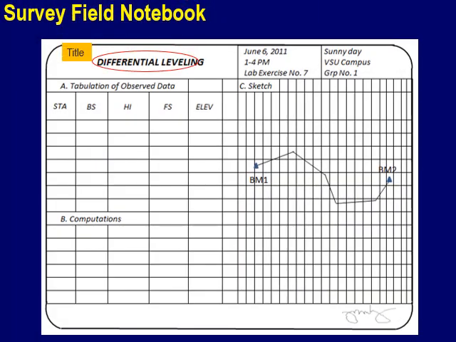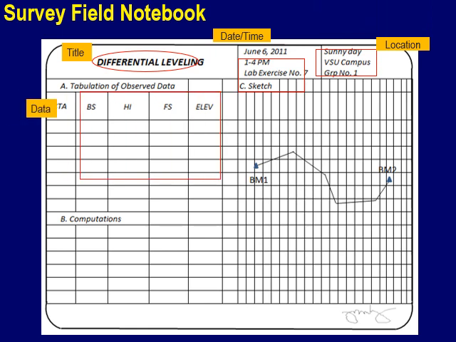So, for example, ito yung face ng survey field notebook mo. Isusulat mo dito yung title. For example, ang title ng survey na ginawa nyo is differential leveling. You have the date and time, kailan ginawa yung survey, anong oras, kung saan. Ito yung data mo, kailangan nakatabulate para mas malinis tingnan. Tapos, yung sketch, yung buong sketch. Tapos, yung signature ng surveyor. Tapos, yung page number.